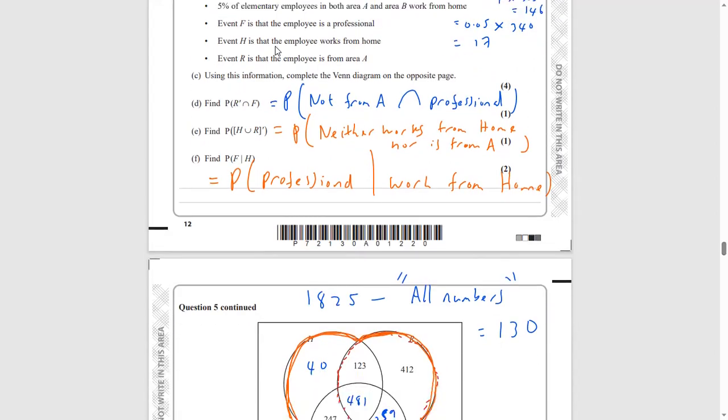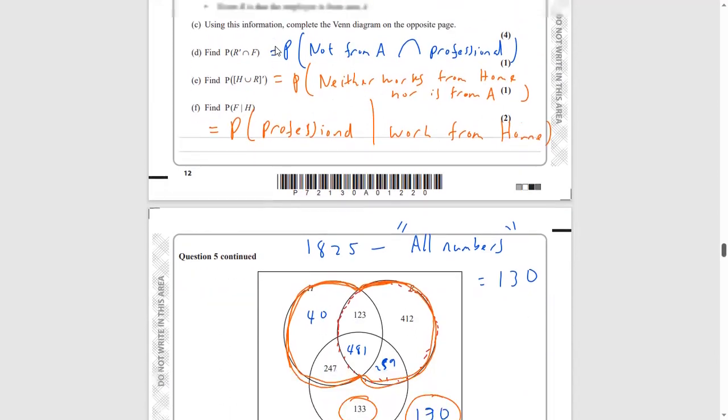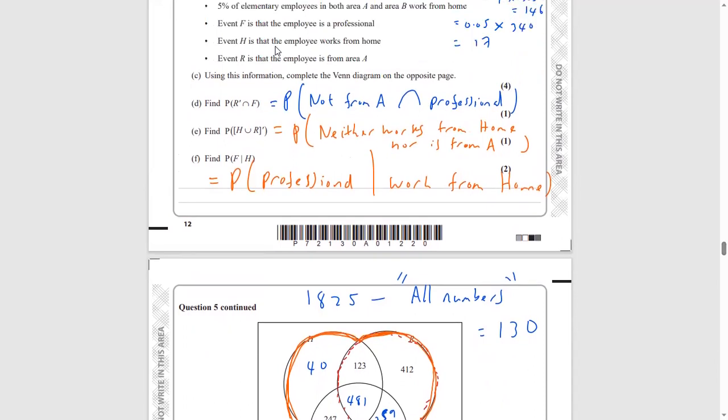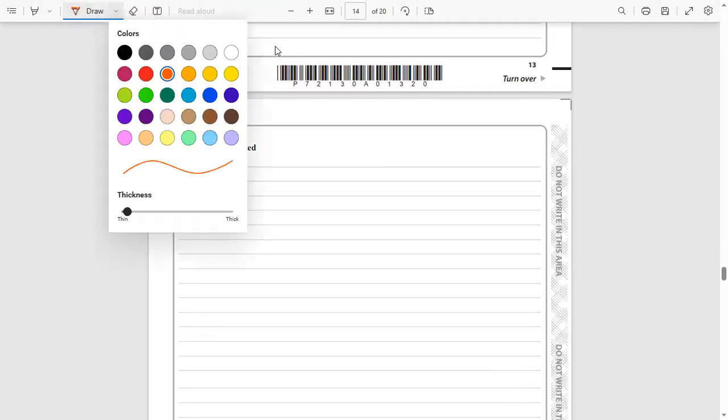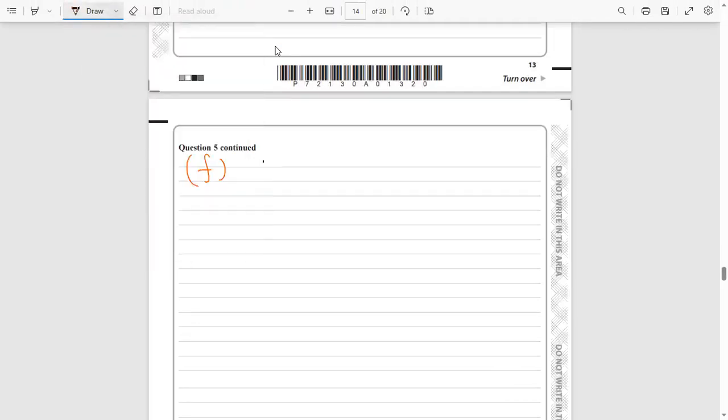But now we're looking at part F. We want to find the probability that we pick a professional worker given that they work from home. Remember, this is a conditional probability now, so we've got to use our conditional probability formula. Hopefully you remember that formula. Sorry, I just got an itchy throat there.